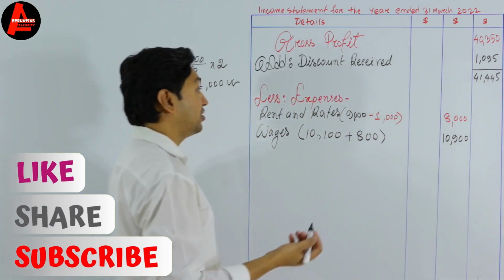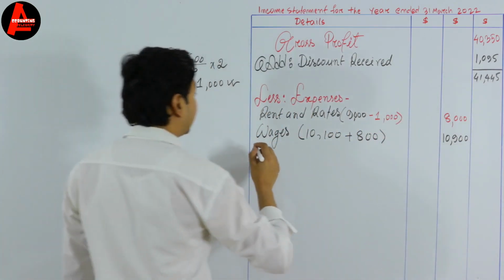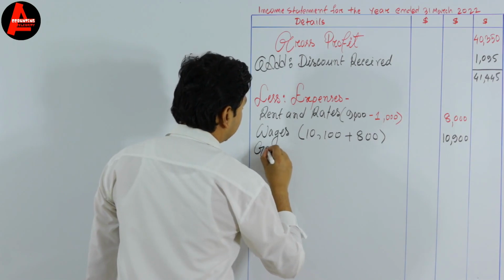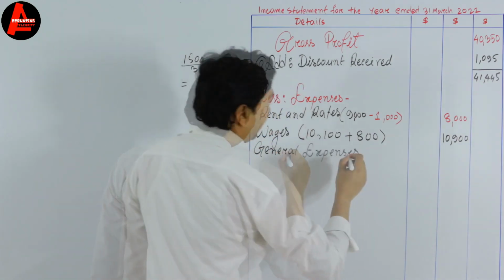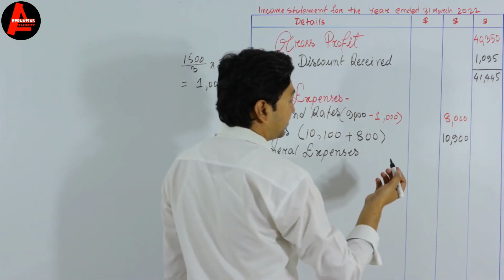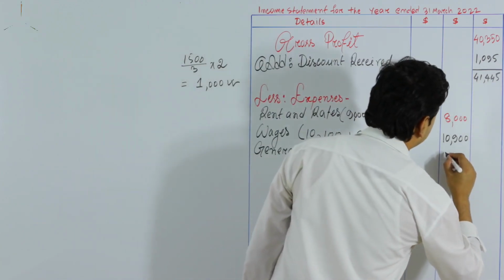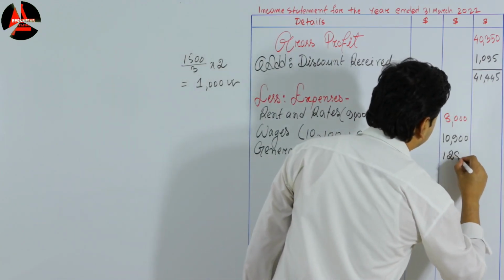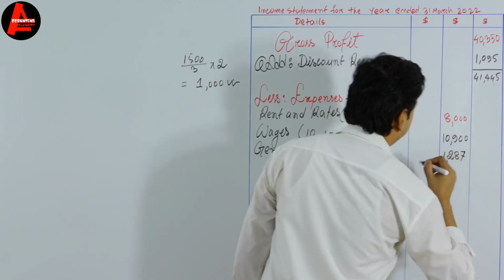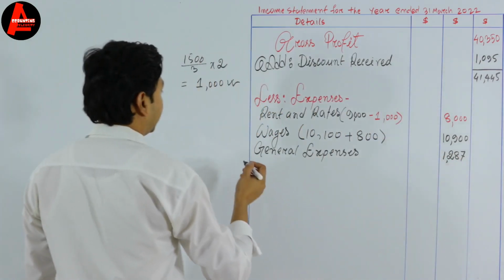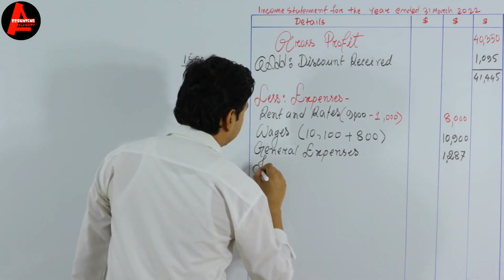So now if we add up, we get here $10,900. Okay, so on the question, our next expense is general expenses. So it has no adjustment, so we will write directly here 1,287. Okay, so next expense is here insurance.